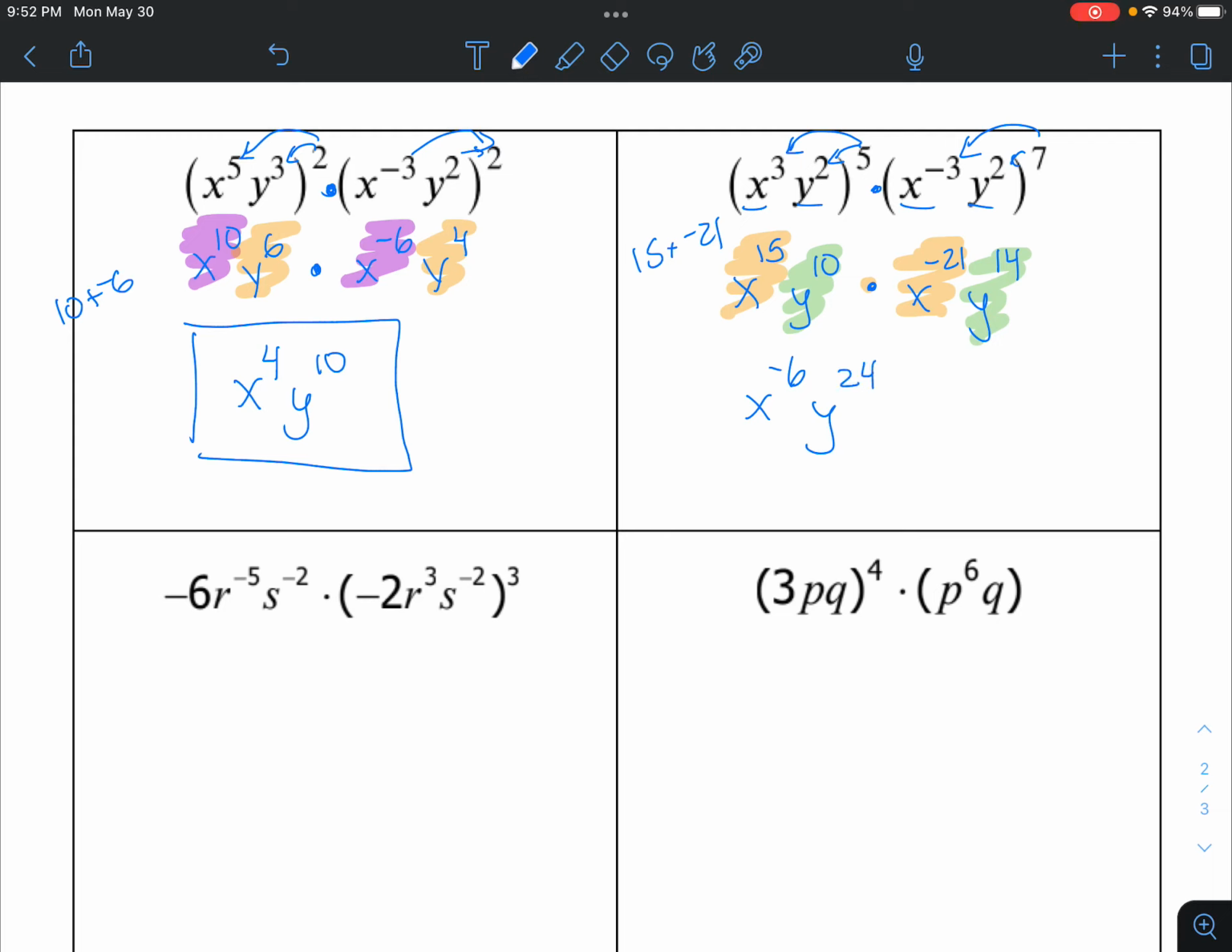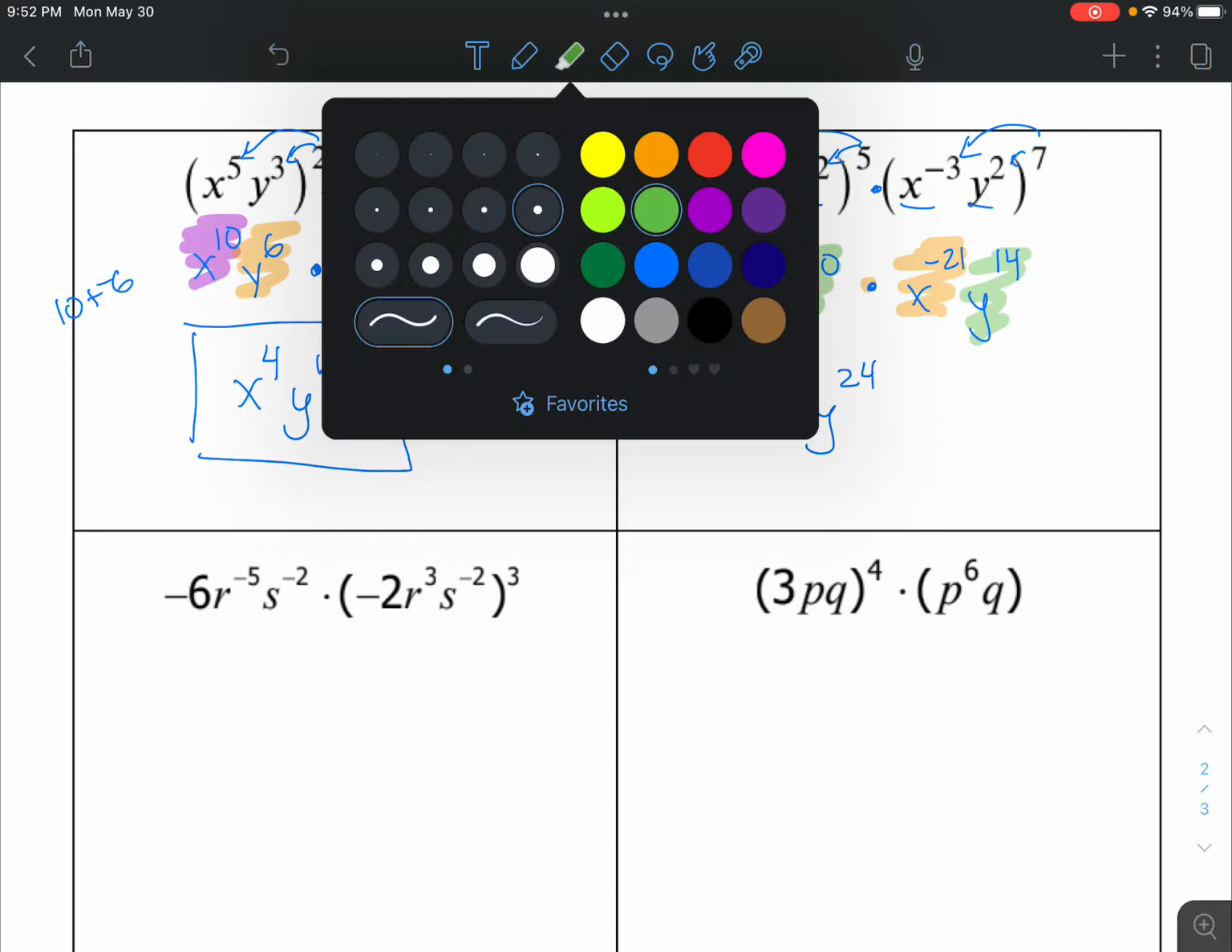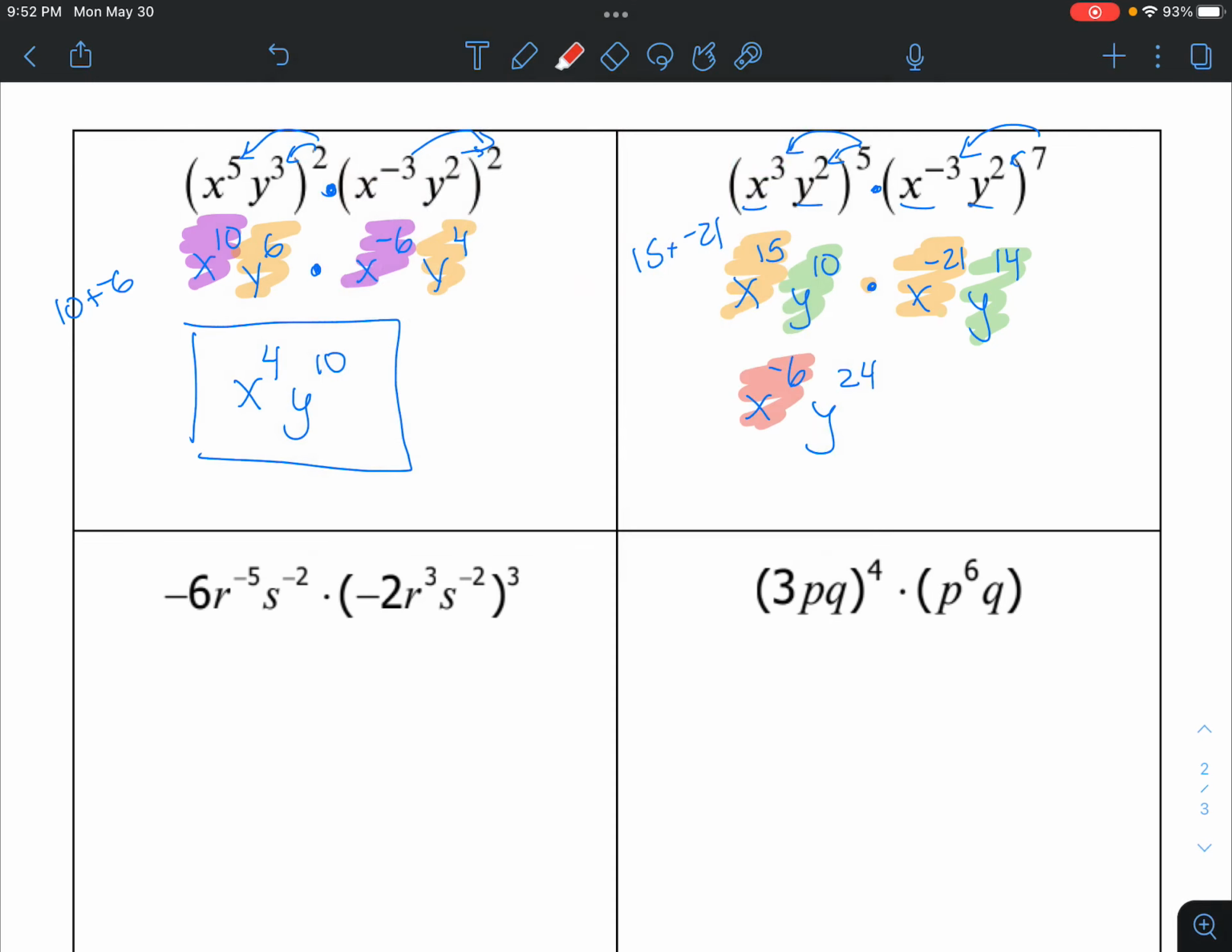Now we want to check for negative exponents. Well, we most definitely do have one right here, which means we need to handle it. Right now it's currently on the top, so it needs to go to the bottom. So we have x to the 6th on the bottom, and y to the 24th is positive, so it stays on top. That is our final answer.